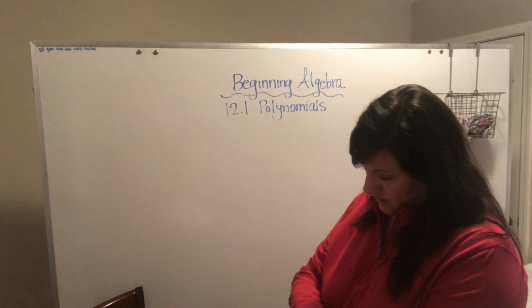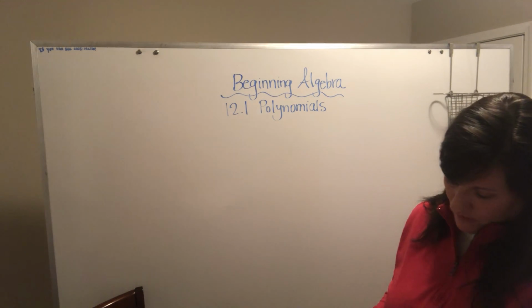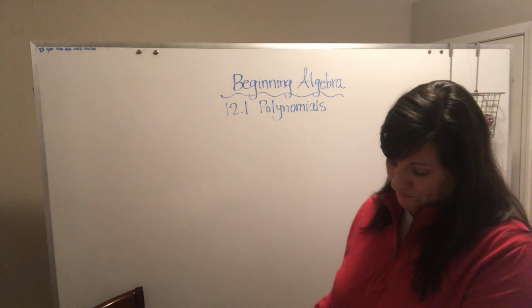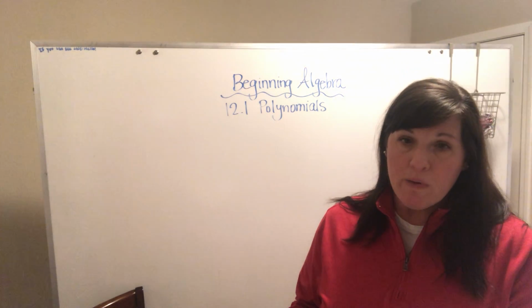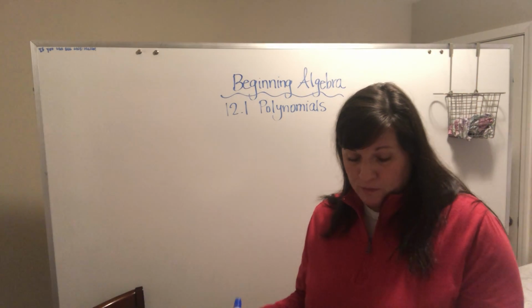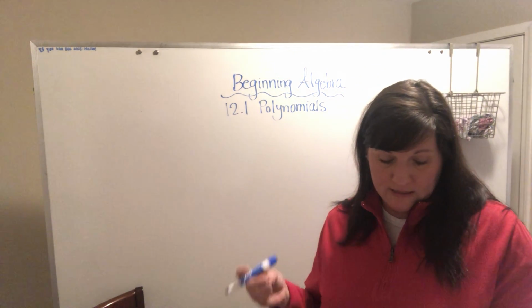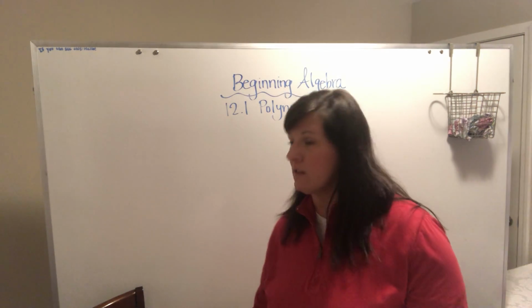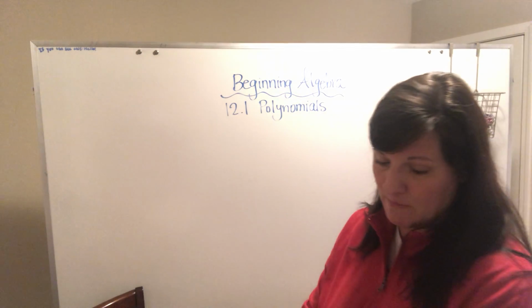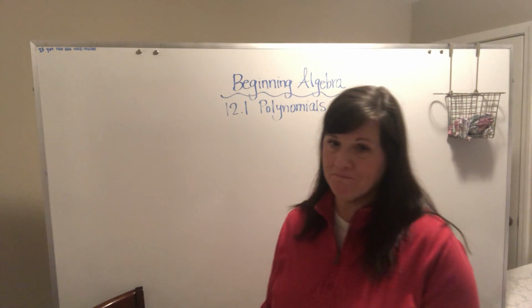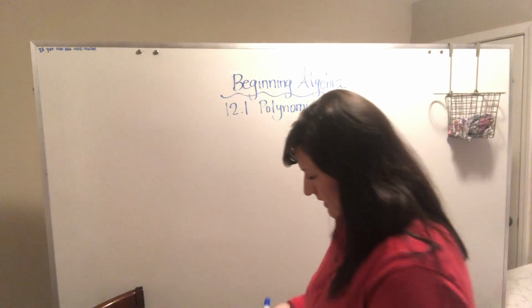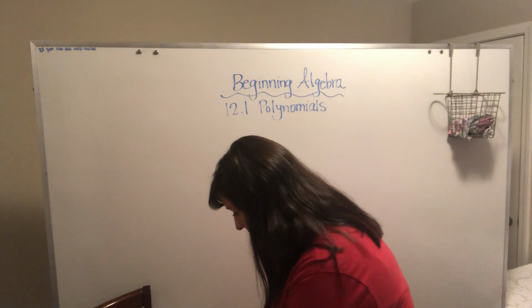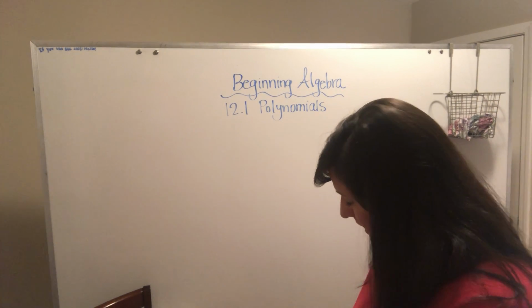Number 3, negative 3a plus 7ab squared plus 2. Yes, it is a polynomial. The terms are negative 3a, 7b squared, and 2. What kind of polynomial is it? Well, there were 3 terms there. That makes it a trinomial. Great. Turn the page. We're going to talk about degrees.